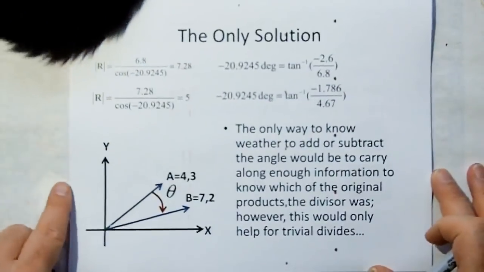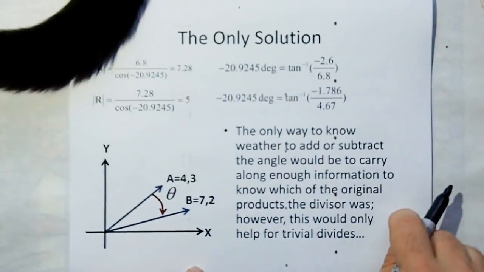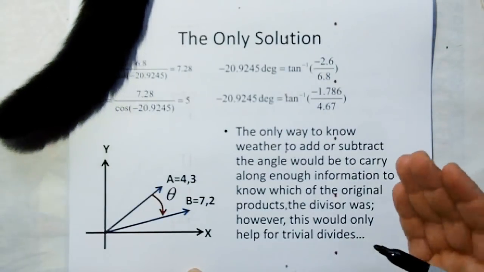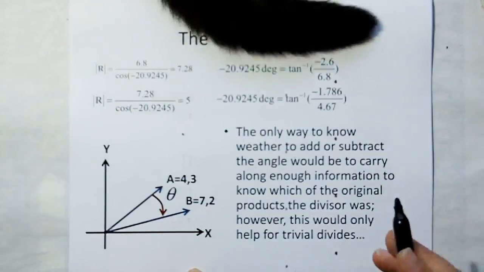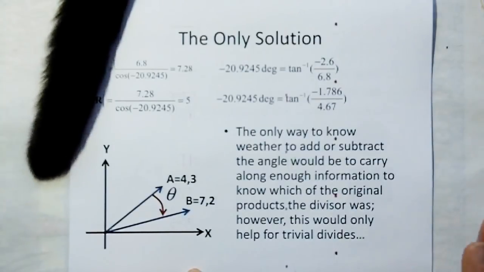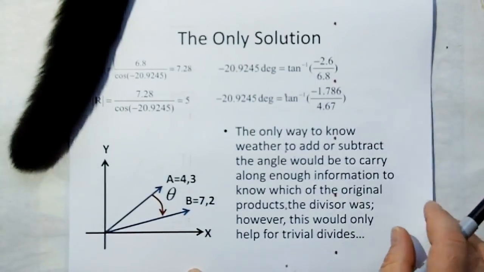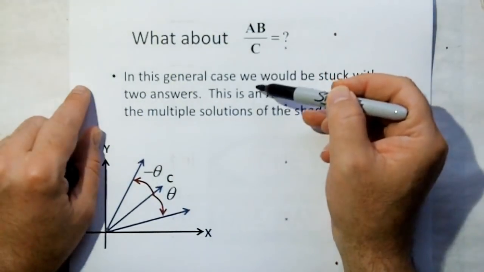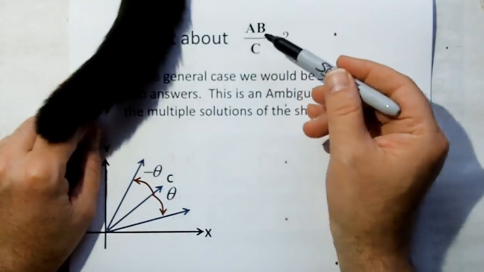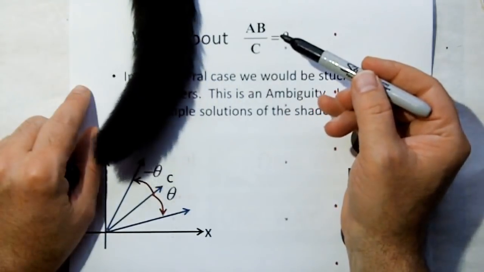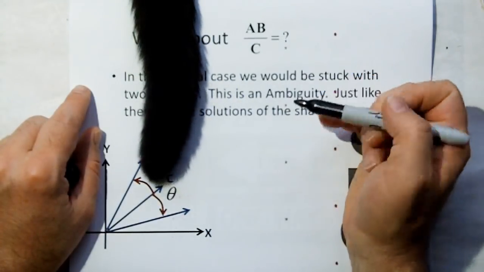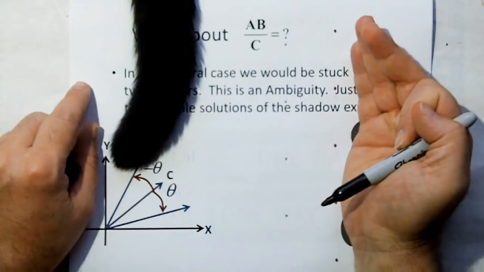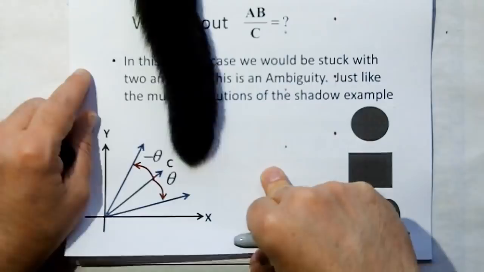Okay, the only way to know whether we have to add or subtract that angle is to be able to carry along enough information to know which of the original products a divisor was. However, this would only help for trivial divides. Because what if we had AB over C? Well, we wouldn't know because C is not part of the original products. So whether we add it or subtract it, it's completely ambiguous. It's one or the other. It can't be both. So we have two possible solutions, and there's an ambiguity.